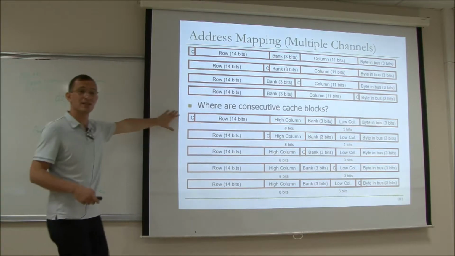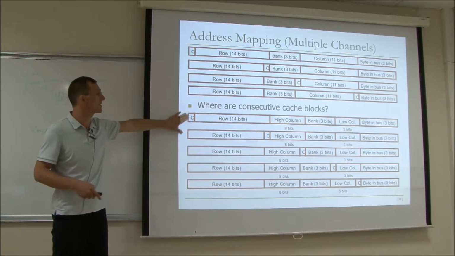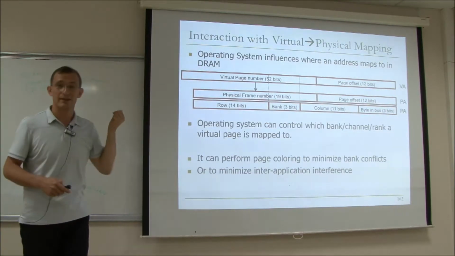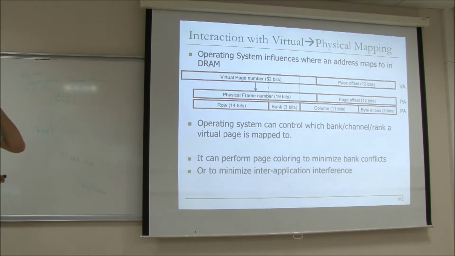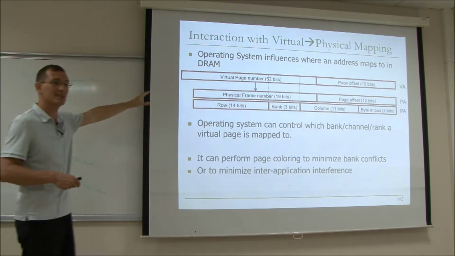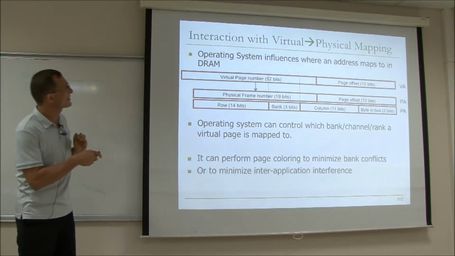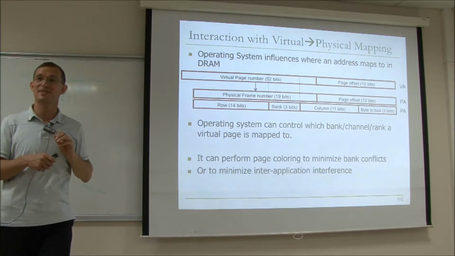This all affects the interference between applications you get also. Maybe you want to be able to control this, right? And the question is, how can you control it? Today, there is no direct way. So this is going to be similar to the page coloring that we discussed in caching. Basically, the operating system can influence where an address maps in DRAM, right?